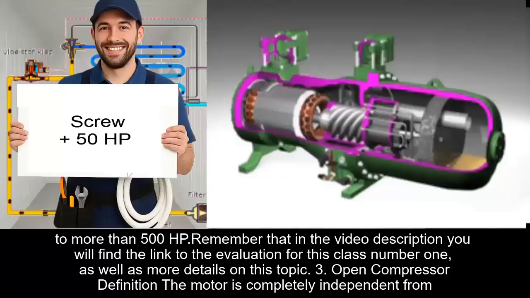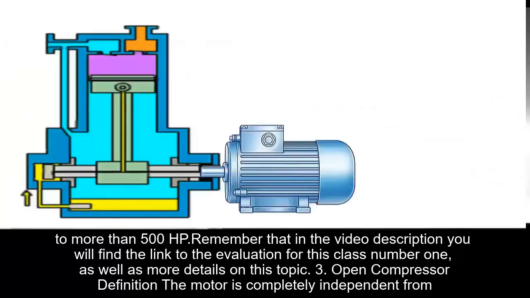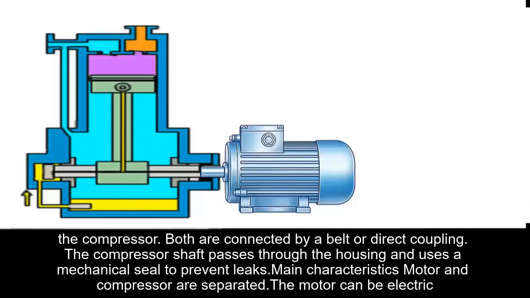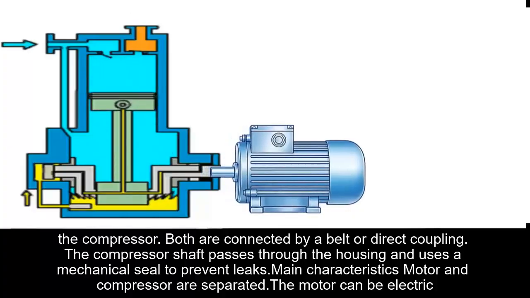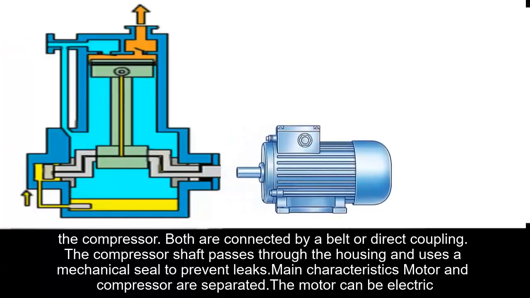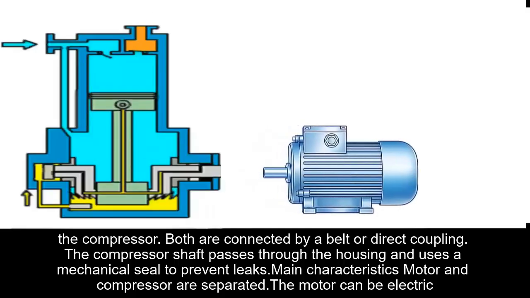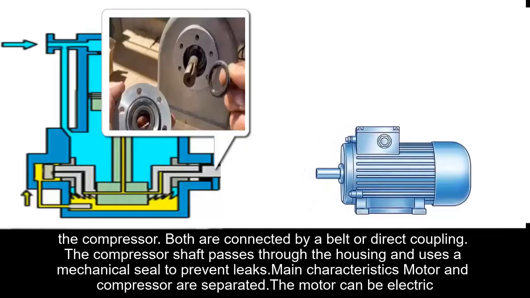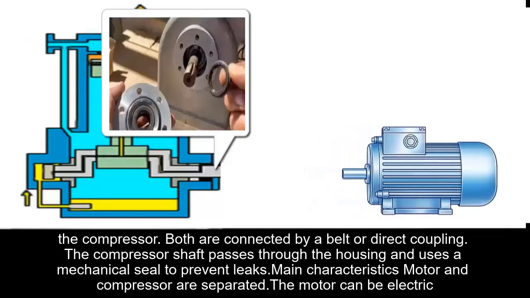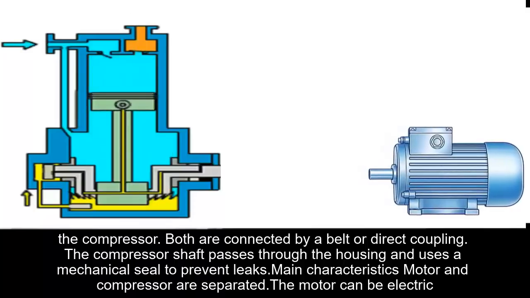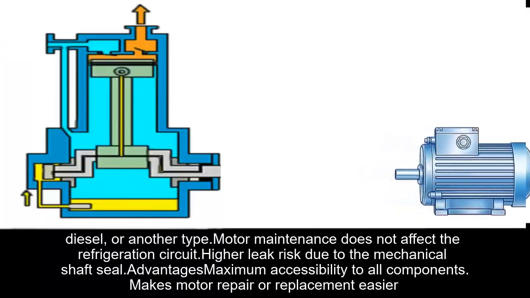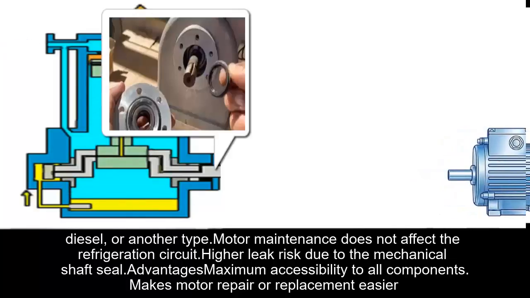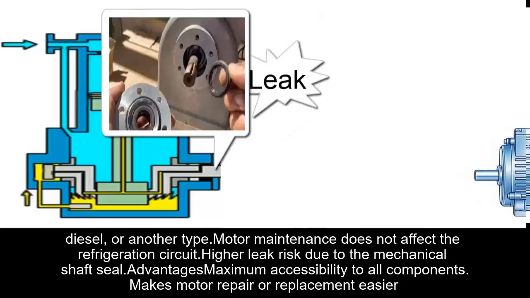3. Open compressor. Definition: the motor is completely independent from the compressor. Both are connected by a belt or direct coupling. The compressor shaft passes through the housing and uses a mechanical seal to prevent leaks. Main characteristics: the motor and compressor are separated. The motor can be electric, diesel, or another type. Motor maintenance does not affect the refrigeration circuit. Higher leak risk due to the mechanical shaft seal.